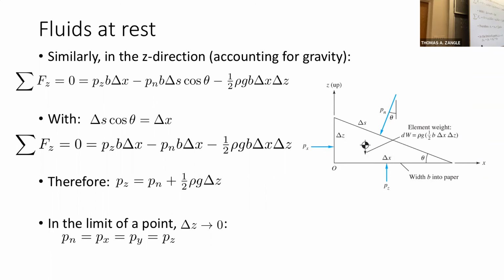This is true even if the element is moving. So the pressure is a point property. One important implication here: we talked about velocity on the first day as being a vector field, right? There's a vx, a vy, a vz in 3 dimensions. This is telling us that there's just a p, just a pressure. It is not a vector field, it is a scalar field.